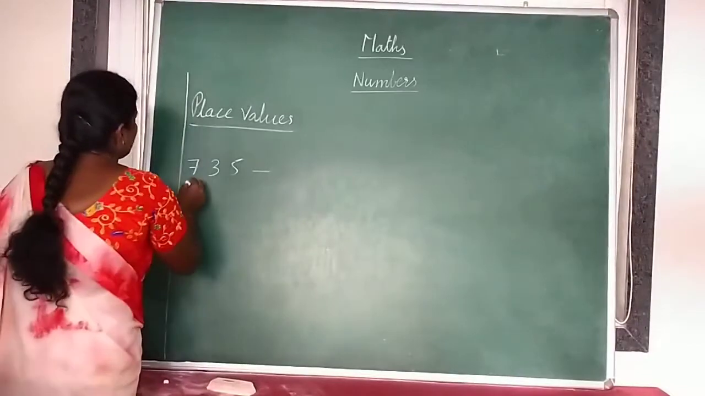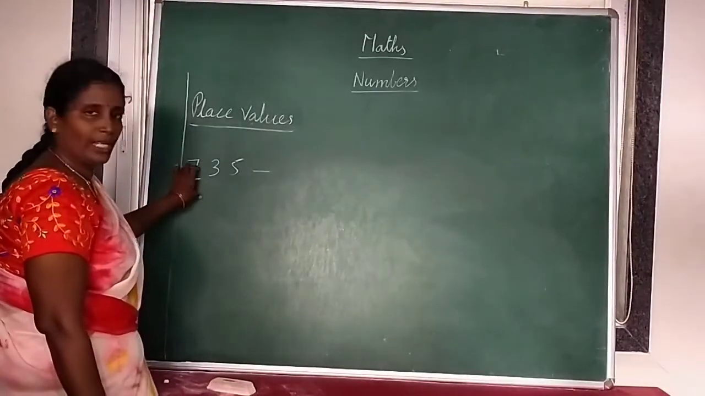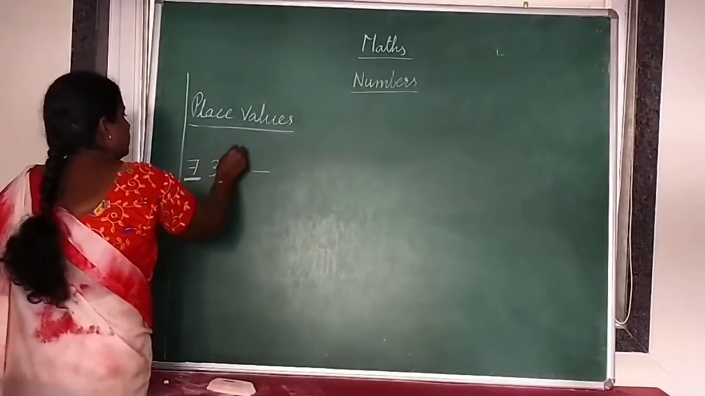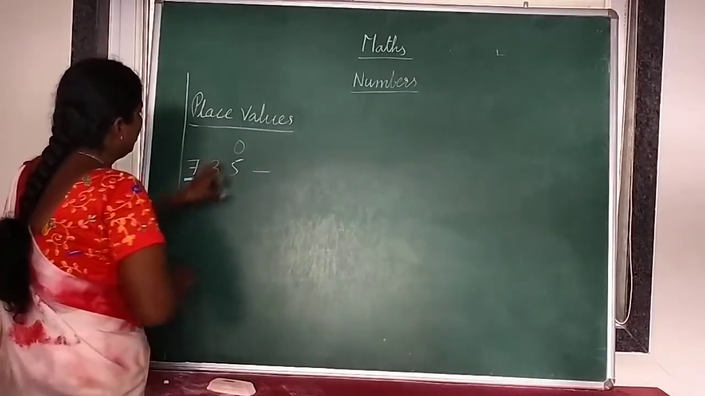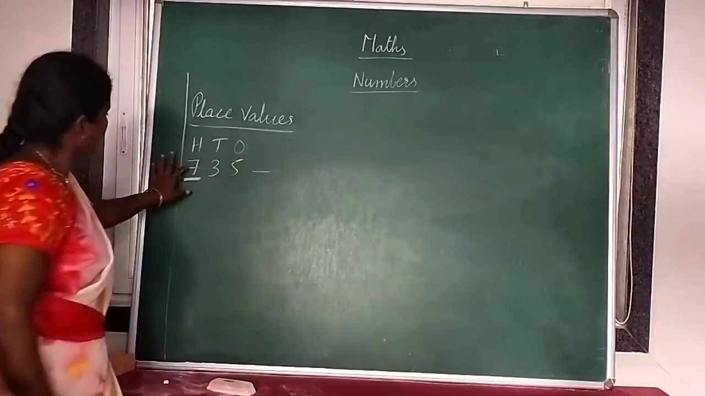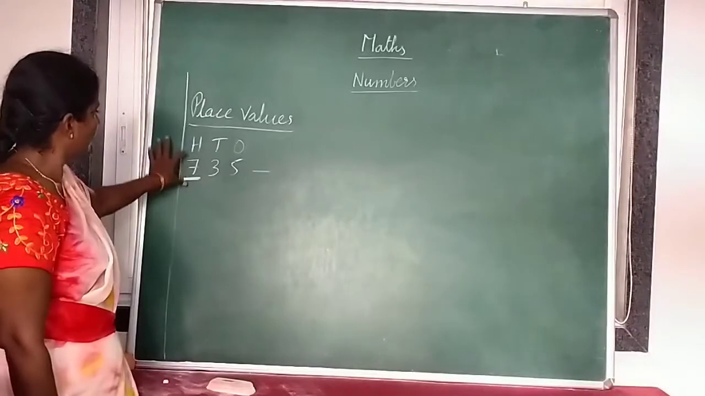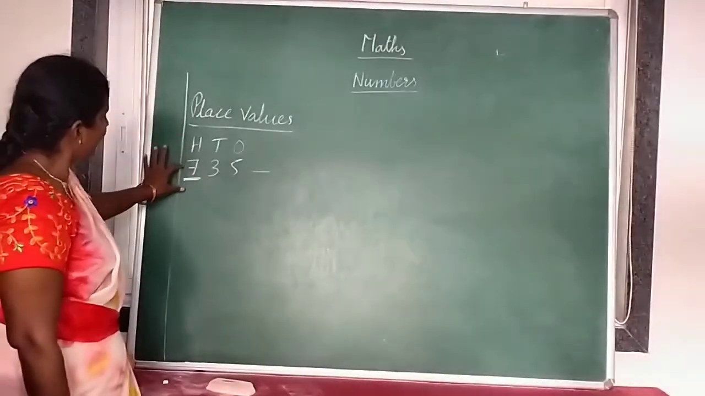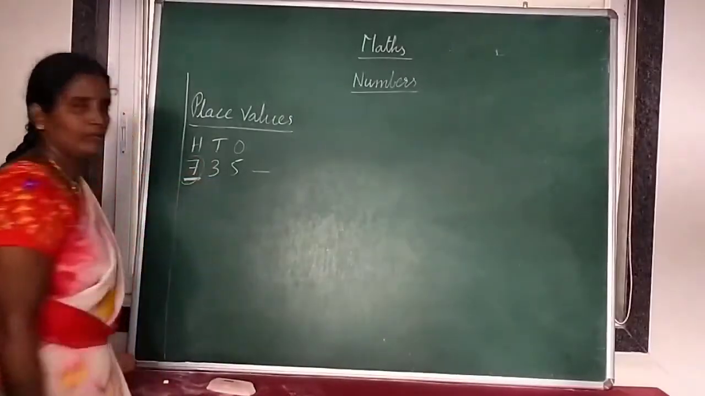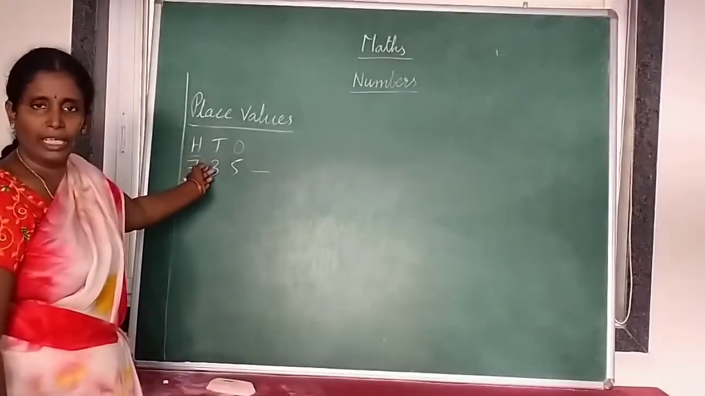So first we should start from 7. Okay, what is the place value of 7? Yes, it is in hundreds place. To find the place values, we have to write the place values. Okay, ones place, tens place, hundreds place. So 7 in which place? Hundreds place. 7 in hundreds place. So what is the place value of 7? If 7 in hundreds place, it is nothing but 700 now.